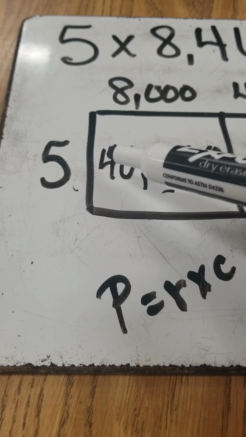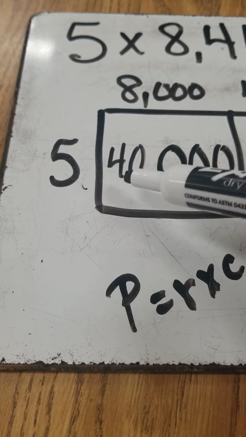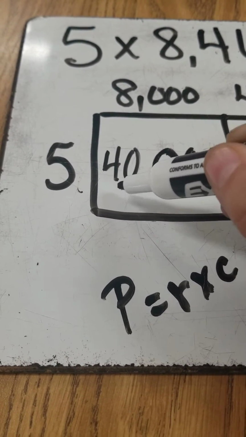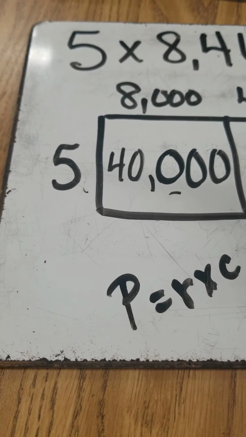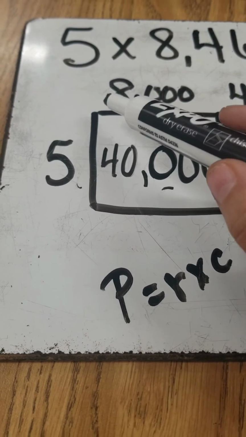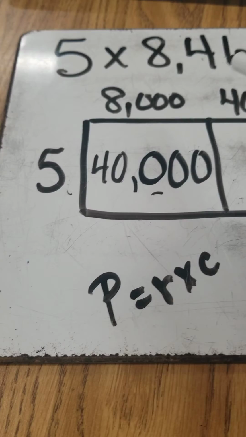Well, 8 times 5 gives me a product that ends in the 0. So 40 is the answer to 8 times 5, and then I have 3 extra zeros. So what I say is multiply the non-zeros and put the zeros at the end. So we multiplied 8 times 5 and then put the 3 extra zeros on. Move to the next spot.